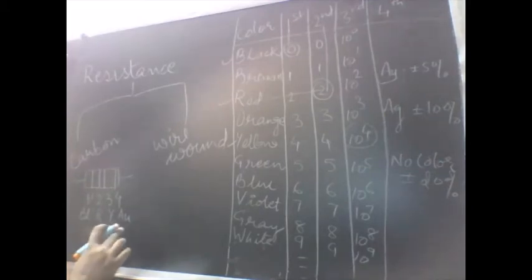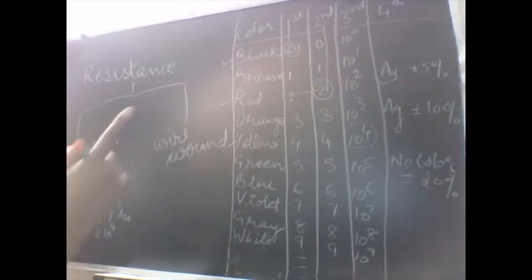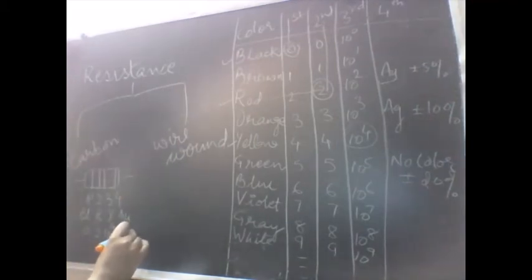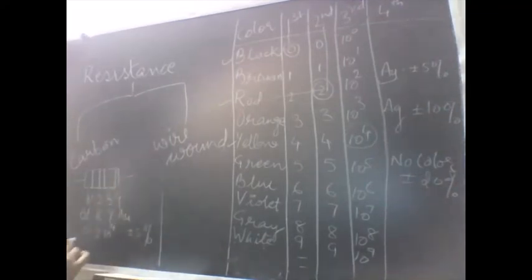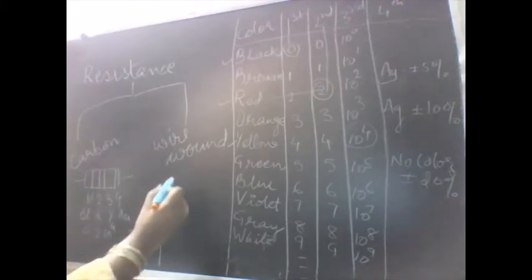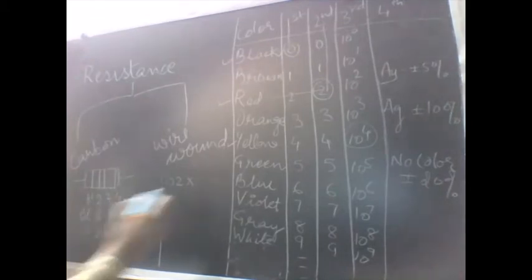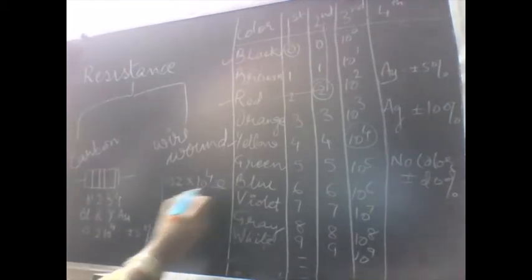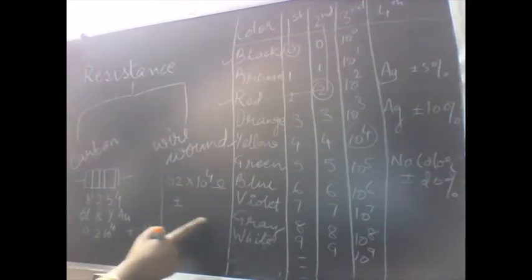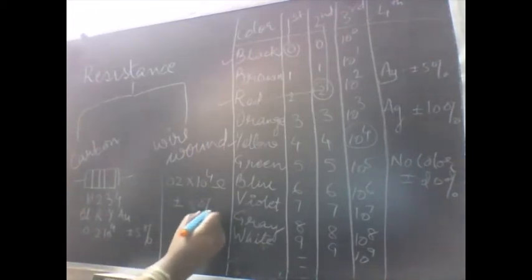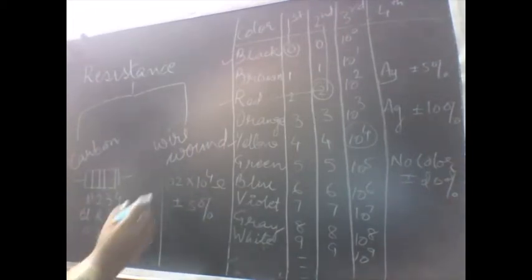And what is this gold? How much error can be present in the carbon resistance? That is minimum, plus minus 5%. So let us solve this. First 2 numbers are to be written as it is, so 0, 2, then it is a multiplier, multiplied by 10 to the power 4. And what is the unit of the resistance? Of course it is ohm, so it is ohm plus minus error, and the error is 5%. So this is the value.